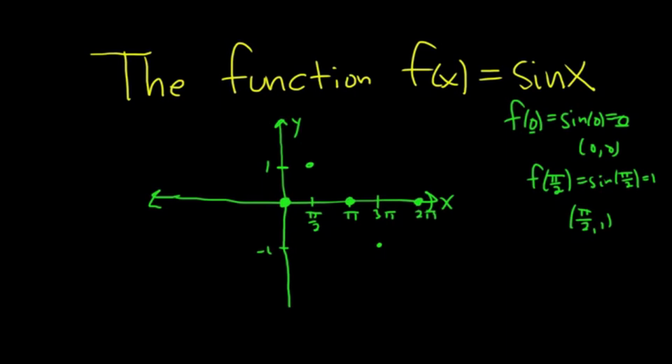So the sine function looks kind of like this, or part of the sine function looks something like that. And it keeps going forever. It should keep going here, I just don't want to draw it. I'm going to stop at 2 pi.